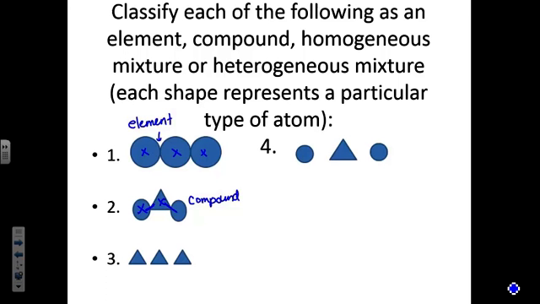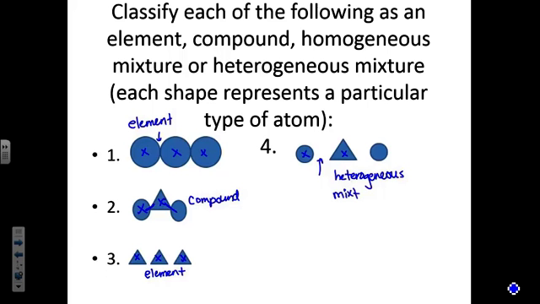In number 3, I have 3 separate atoms, and I notice that they're all the same type. They're all triangles. So even though these are all separate from one another, it's still just the same thing, and this is an element. In number 4, I have 2 types of things. I have circles and I have triangles, and they're not chemically bonded together. They're not touching each other. So that tells me that what I'm looking at is a mixture, and I can see that I've got circles and triangles, so this would be a heterogeneous mixture.